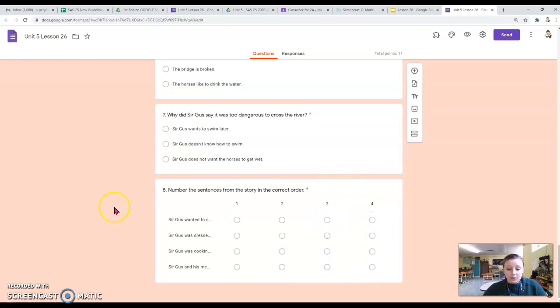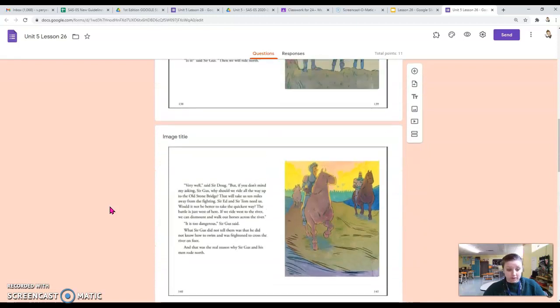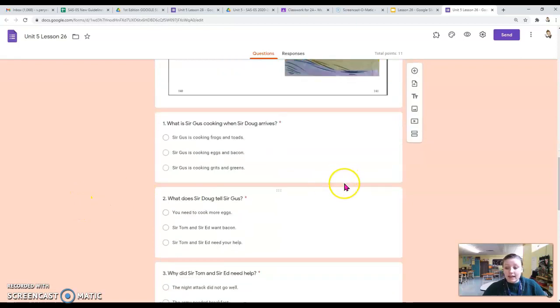The most helpful thing that you can do for question number 8 today is going to be to look back in the text to see what happened first, second, third, and fourth. That's all you have to do on today's Google form, and we'll be taking a look at it to give you a score based on your reading comprehension.